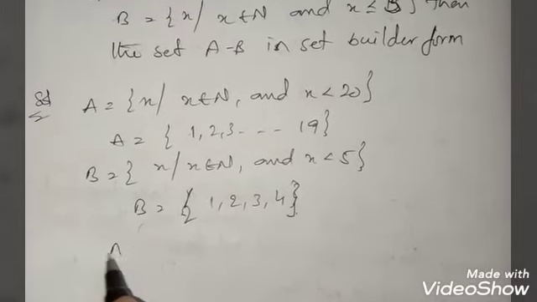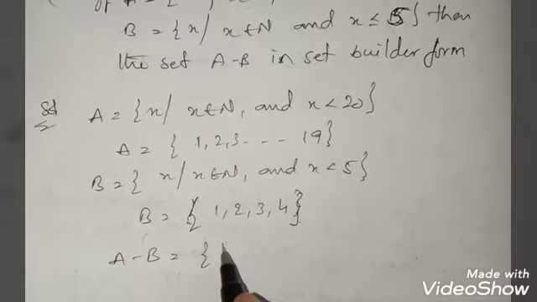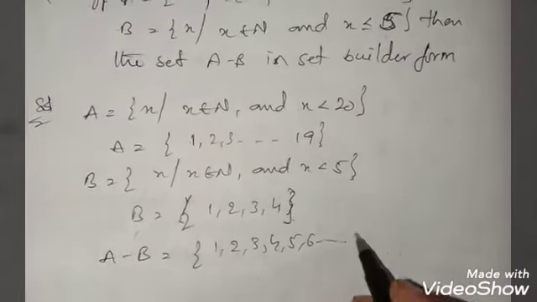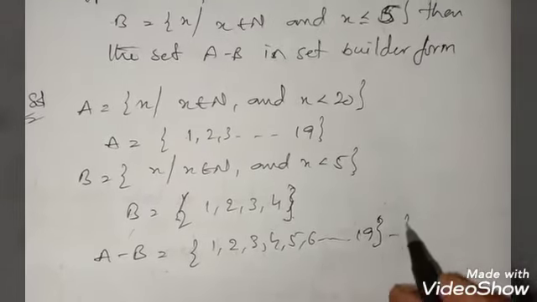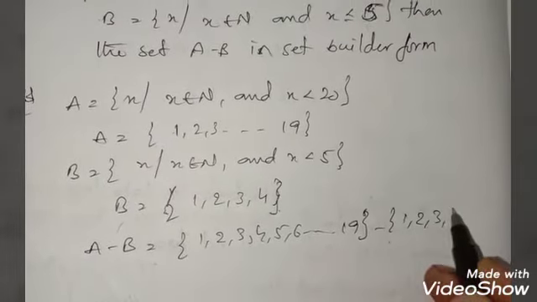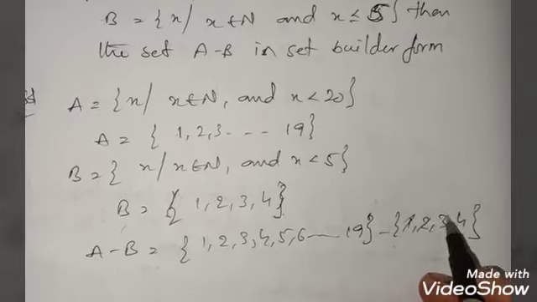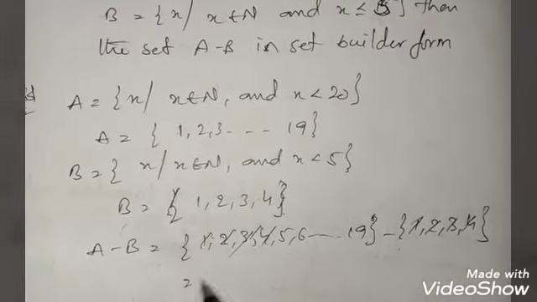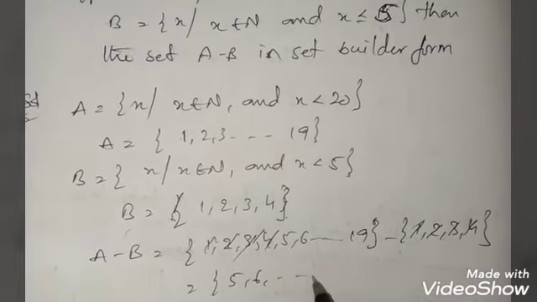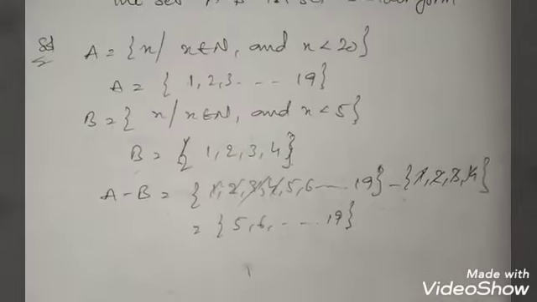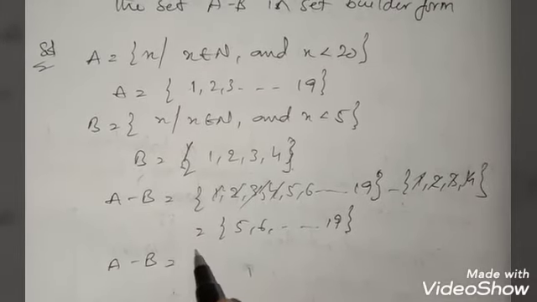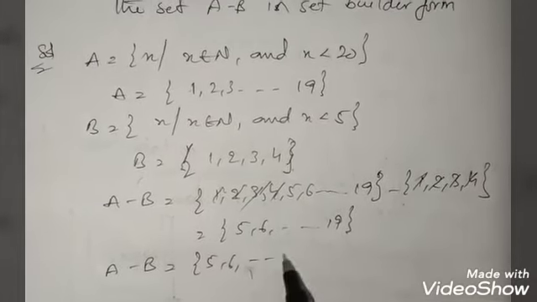Next, what they asked here is A minus B. So what is the set A? 1, 2, 3, 4, 5, 6, and so on up to 19, minus 1, 2, 3, 4. In this, the common elements get cancelled. So what is left here? 5, 6, and so on up to 19. So my answer is A minus B is equal to 5, 6, and so on up to 19.